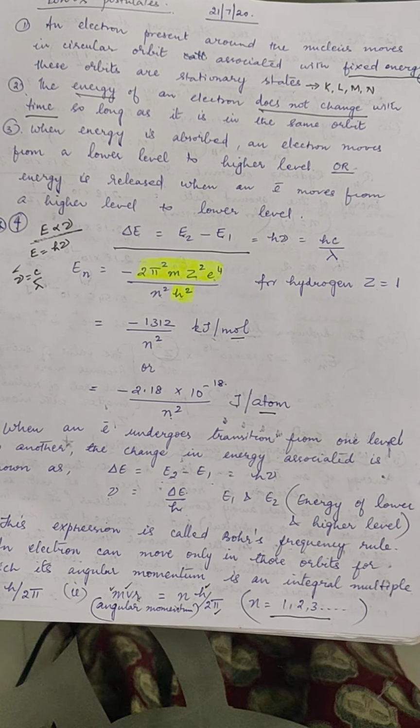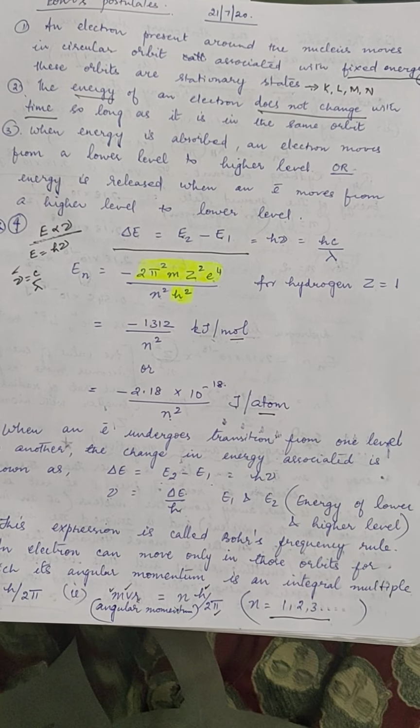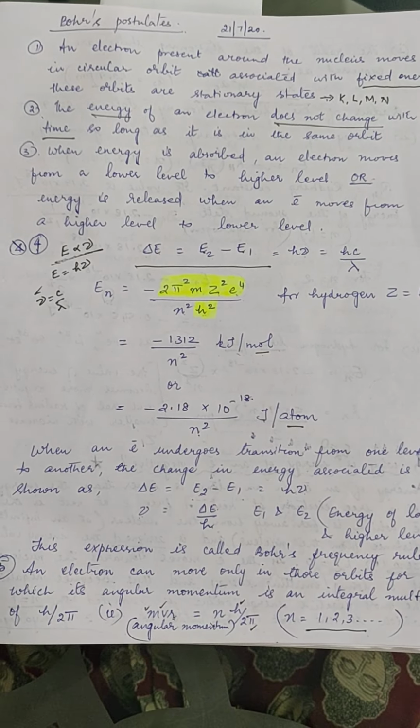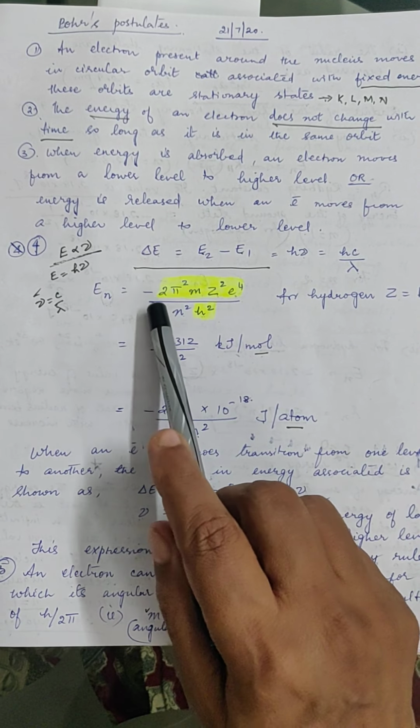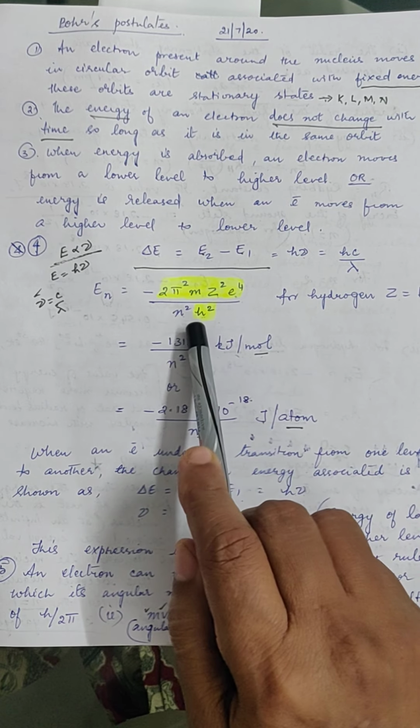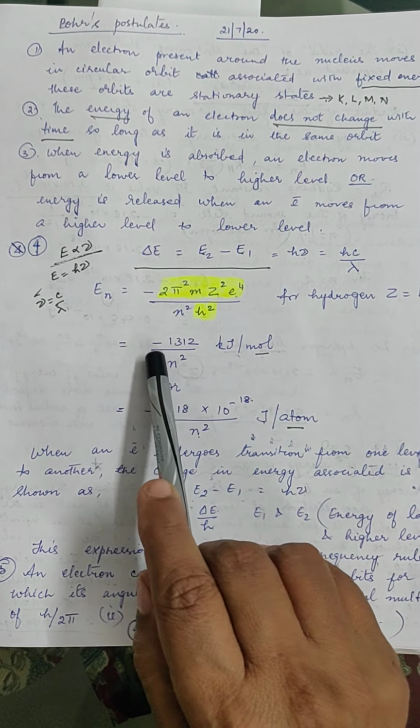Yes, children. In the previous lesson, I spoke about Bohr's postulates, and there we saw the energy of an electron belonging to the nth orbit, and I gave you this formula: minus 2 pi square m z square e power 4 upon n square h square. Now, taking 2 pi square m z square e power 4 and h, all these things to be constant, this comes out to be minus 1312 upon n square. So this is kilojoule per mole.